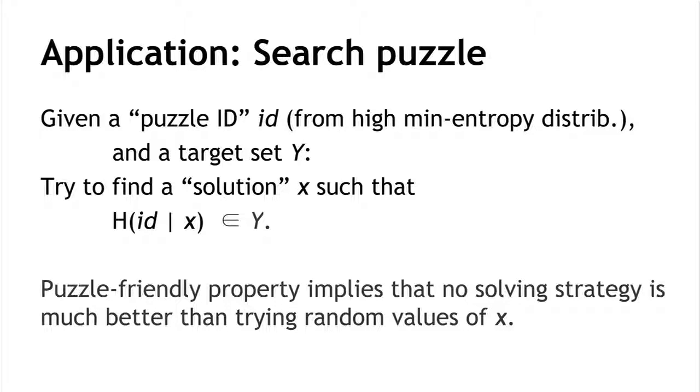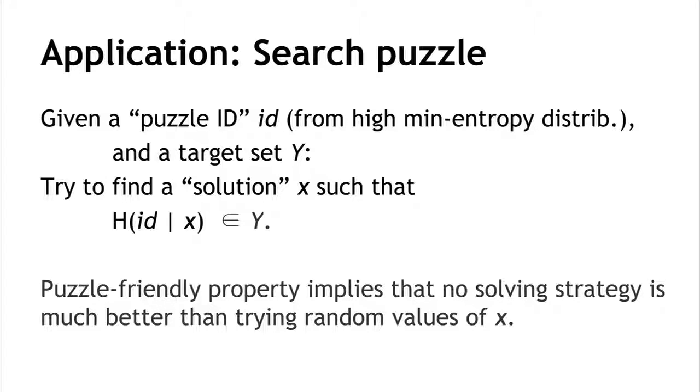To be more specific, the idea is that we're given a puzzle ID, which is chosen from some high min-entropy distribution, that is, some very spread out probability distribution, and we're given a target set y, which someone wants to make the hash function fall into. Then we want to find a solution x, so that if we hash the puzzle ID together with the solution x, we get a result that's in the set y. So y is a target range or set of hash results that we want, the ID specifies a particular puzzle, and x is a solution to the puzzle.